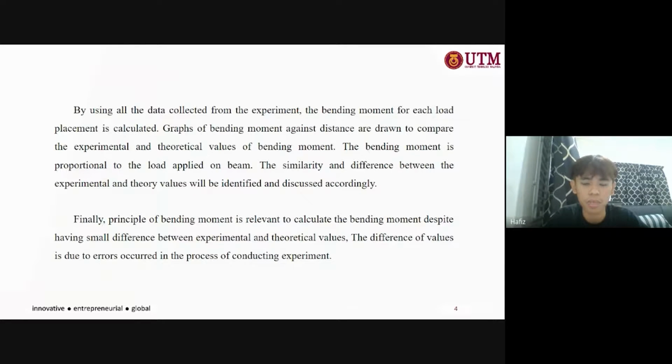Graphs of bending moment against distance are drawn to compare the experimental and theoretical values of bending moment. The bending moment is proportional to the load applied on the beam. The similarity and difference between the experimental and theory values will be identified and discussed accordingly. Finally, the principle of bending moment is relevant to calculate the bending moment despite having a small difference between experimental and theoretical values. The difference of values is due to errors that occur in the process of conducting this experiment.